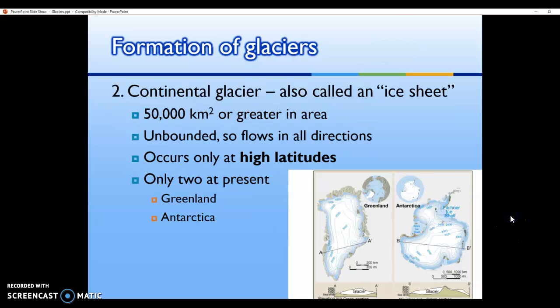The second category is the continental glacier, or called an ice sheet. So these are large in area. They're unbounded, in that they can flow in all directions. So we've talked about that a little bit in the past as evidence for Pangea. Note in the picture below we have a topographic map with a cross-section from A to A prime and B to B prime that shows us the glacial ice, but also the land underneath. Presently, we only have two locations that have these at high latitudes, Greenland and Antarctica.